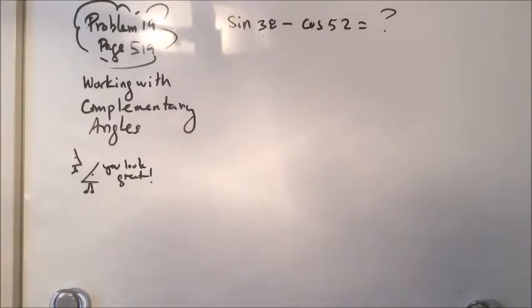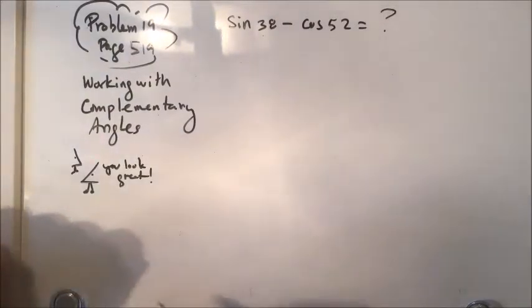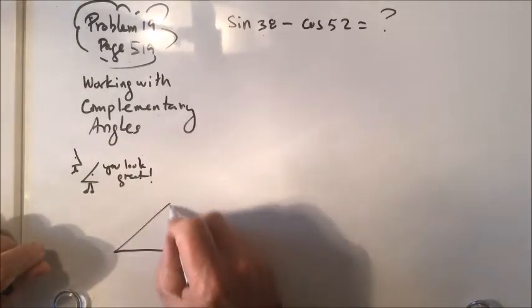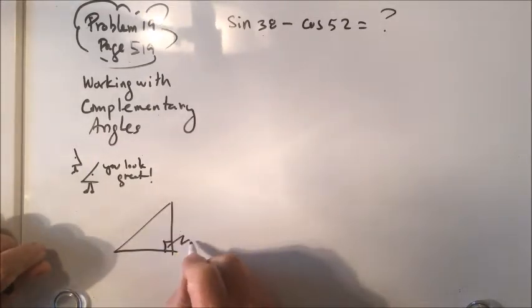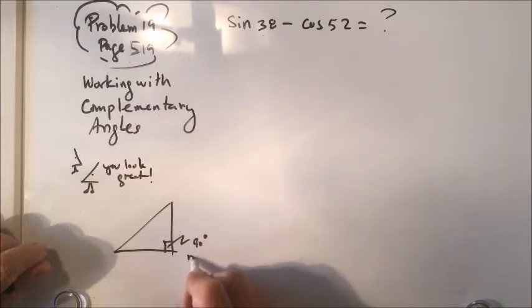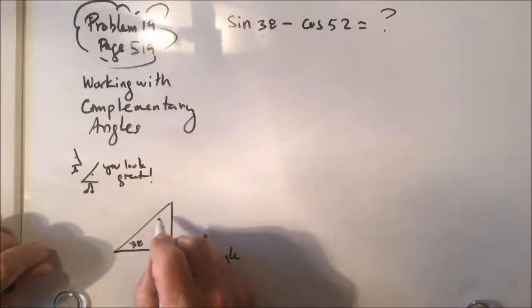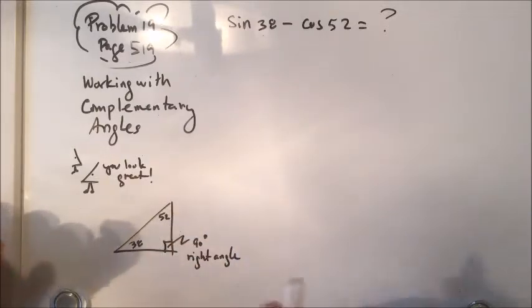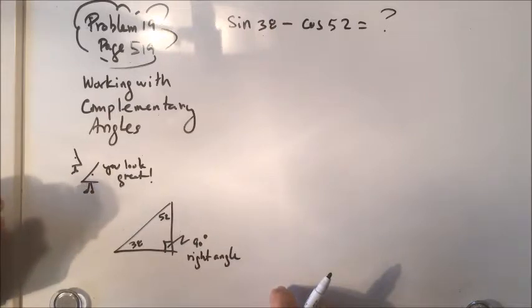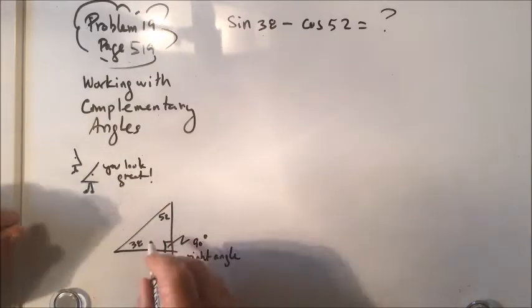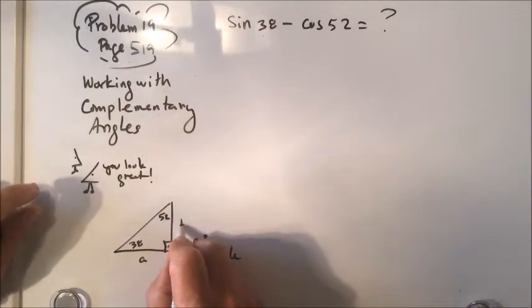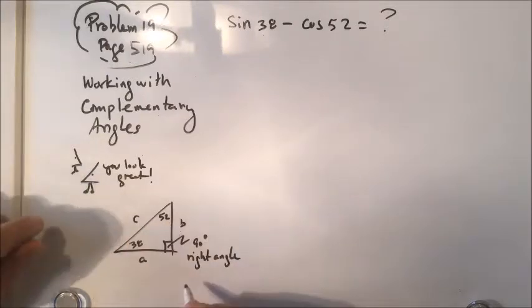Well, maybe you note that 38 plus 52 is equal to 90, which makes 38 and 52 angles in a right triangle, if you will. Here's the right triangle with a 90-degree right angle. And if this angle here is 38, then this angle here is 52. So maybe I ought to do this. Let's just call this side A, side B, and side C.